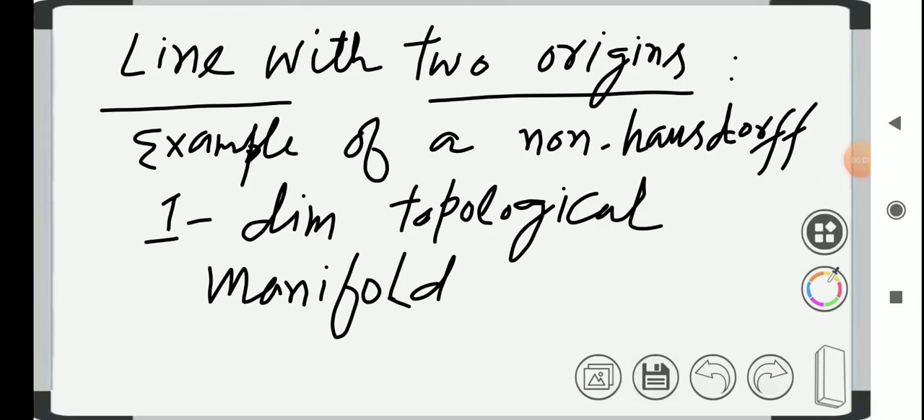Hello guys, in this video lecture we will study an example of a non-Hausdorff one-dimensional topological manifold, which is a line with the two origins. So let me remind you first what a topological manifold of dimension n is. A topological manifold of dimension n is simply a topological space.